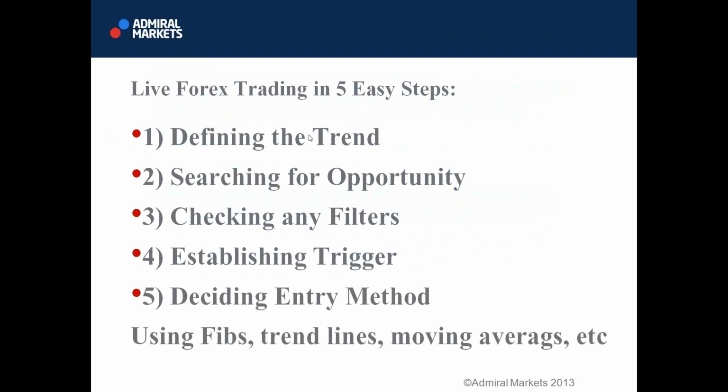We're going to be looking at intraday trading primarily today, and we do that with the following steps. We're going to take a look at the trend. What is the trend? Is there a trend, or is it a range? Are we trending or reversing? Then we look for a particular opportunity, which could be a price action signal or a pullback or reversal signal. Then we check if there are any filters that could block that trade setup from materializing. Then we're looking for establishing a trigger and also a more precise entry method using, for example, fibs, trend lines, moving averages.